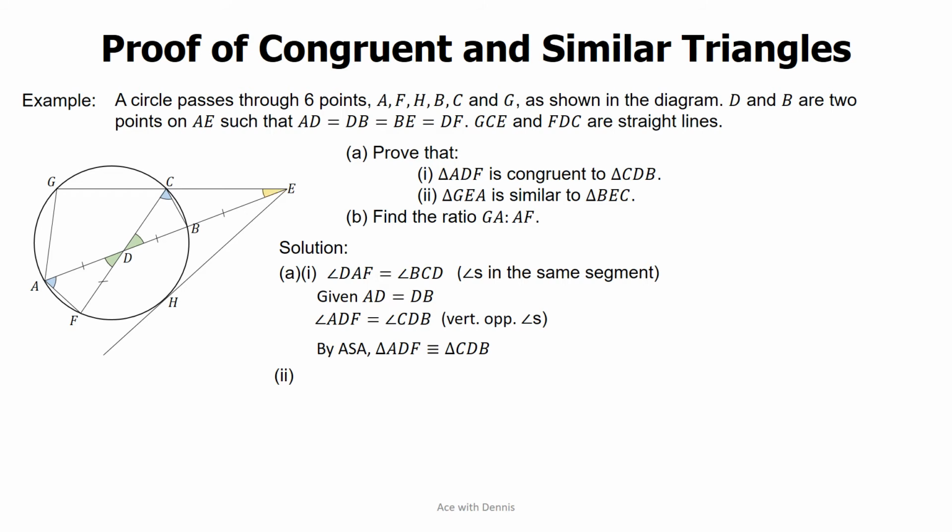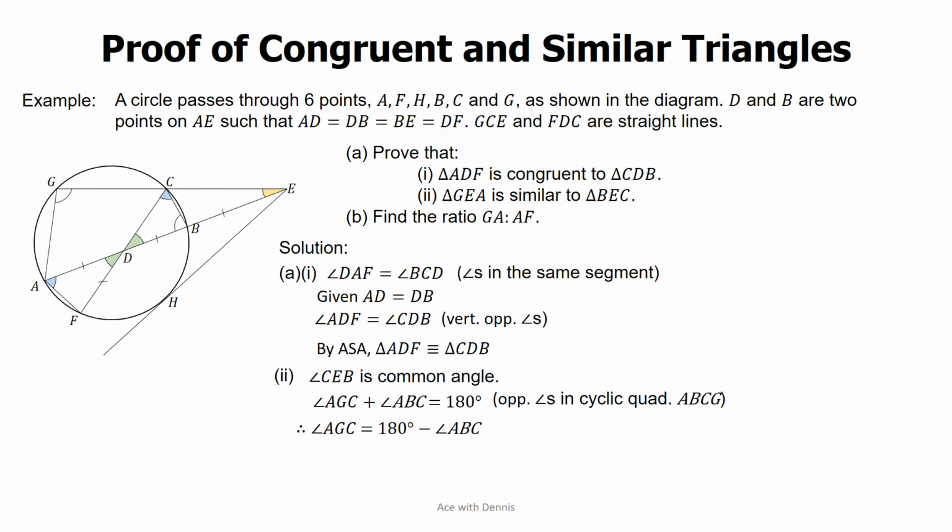For part 2, look at this angle. This angle is angle CEB, which is a common angle. And look at these two triangles. We can say that angle AGC plus angle ABC equals 180 degrees because they are opposite angles in cyclic quadrilateral ABCG. Therefore, angle AGC equals 180 degrees minus angle ABC.